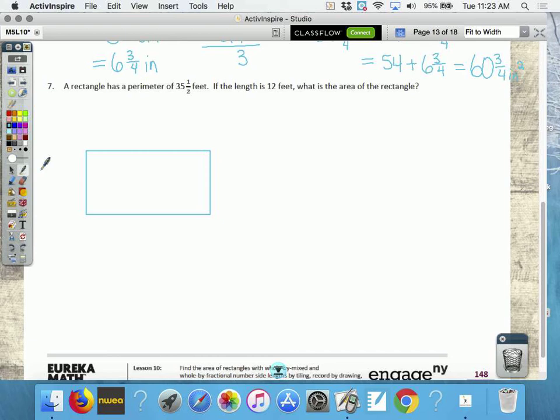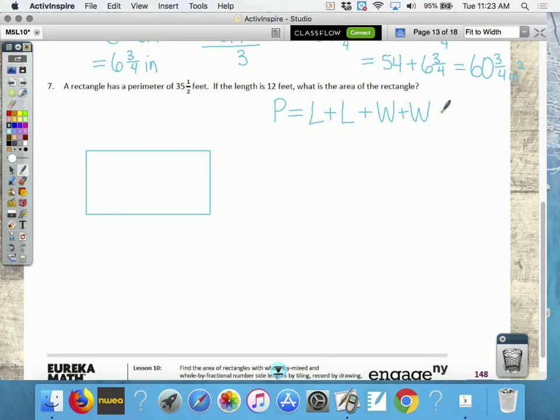Okay, so I'm going to read this. It says a rectangle has a perimeter of 35.5 feet. Now, perimeter has a formula. Let's get that written down before we do anything else. You remember what your perimeter is? Length plus length plus width plus width. I write it like this. Why do I write it like that? Because it's doubled.